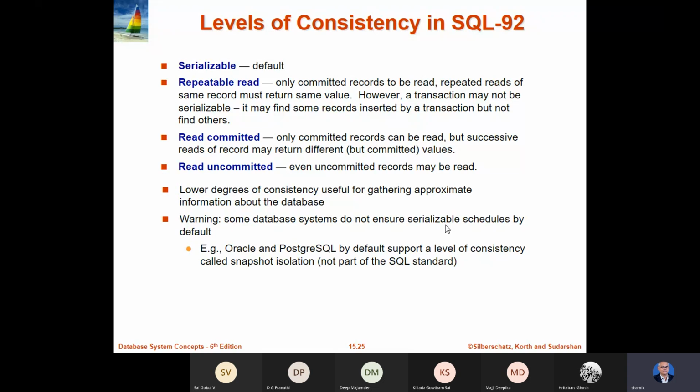But as it says, a transaction may not be serializable; it may find some records inserted by a transaction but not find others. So while this read is repeated by this transaction, say T1, if T2 has added another account 1001 with a new balance, then in the second read this will show up, and in the first it will not.